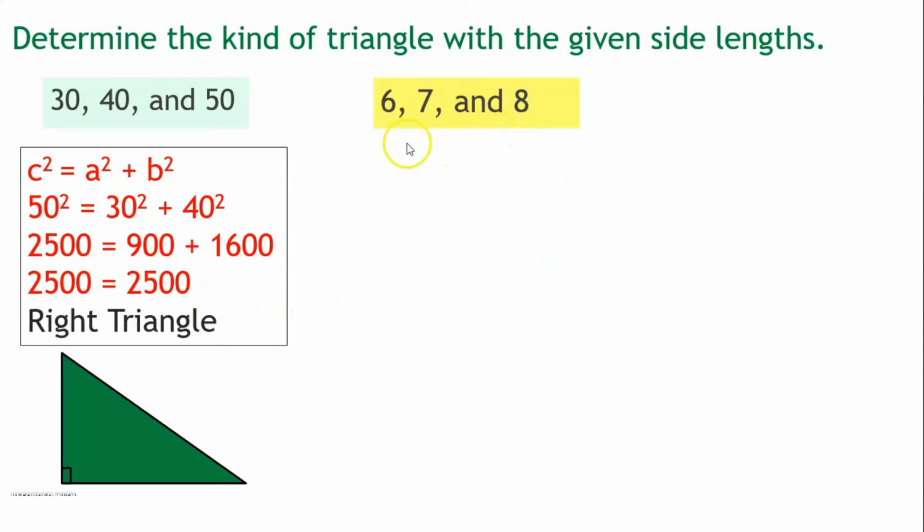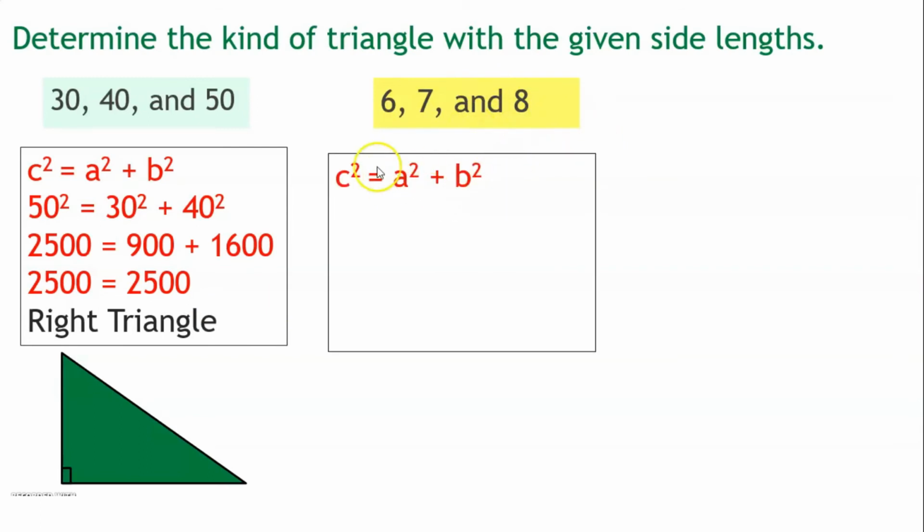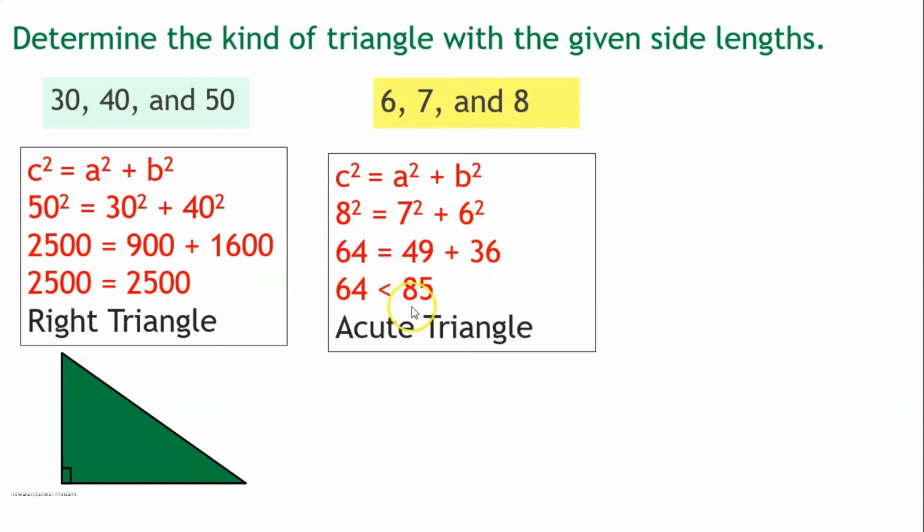Another, if the given is 6, 7, and 8, what kind of triangle is formed with this? Substituting again, our longest side here is 8. So that would be 8 squared compared to 7 squared plus 6 squared. Simplifying this, 64 is less than 85. So with this, it is an acute triangle.